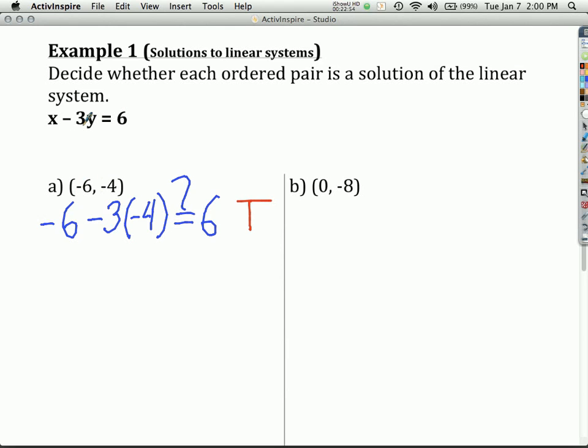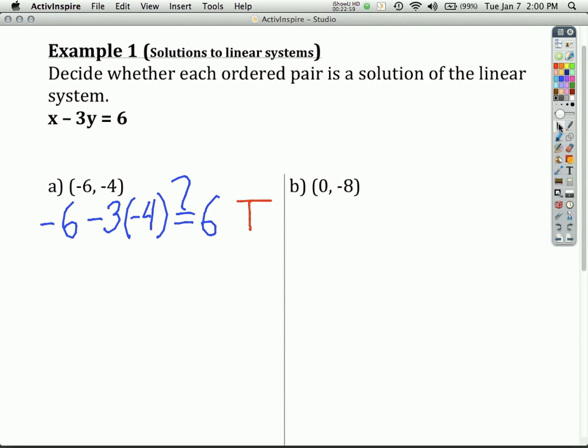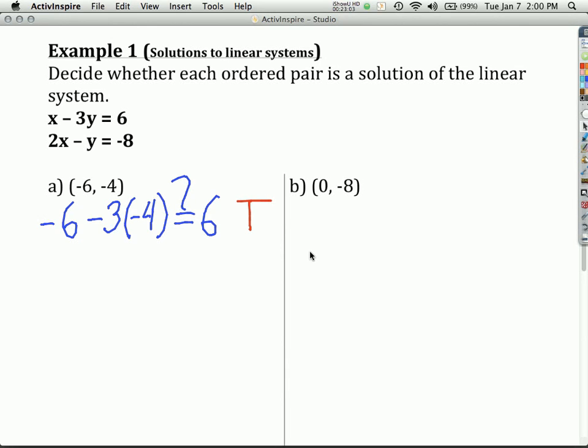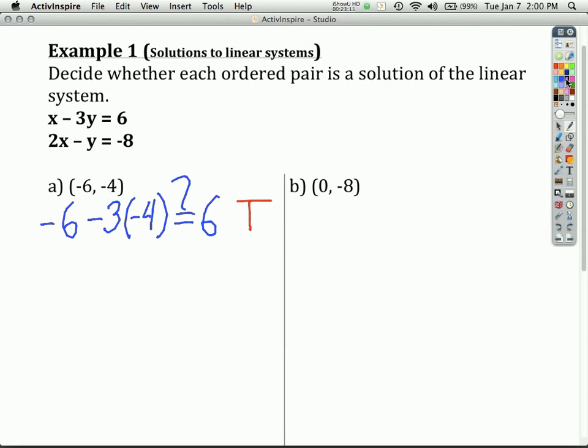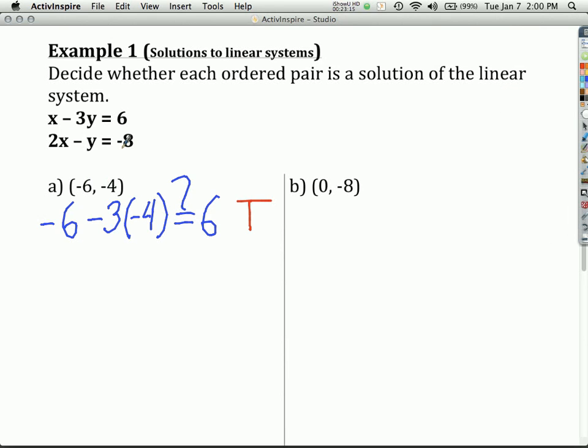this. But now we're introducing the new idea of a system. And so now I'm saying, for this to be the solution to the system, it also has to work in this equation. So we're going to do the same thing, but in the second equation. The x is going to go here, the y is going to go here, and we're going to see if it equals negative 8. 2 times negative 6 minus negative 4, does that equal negative 8?